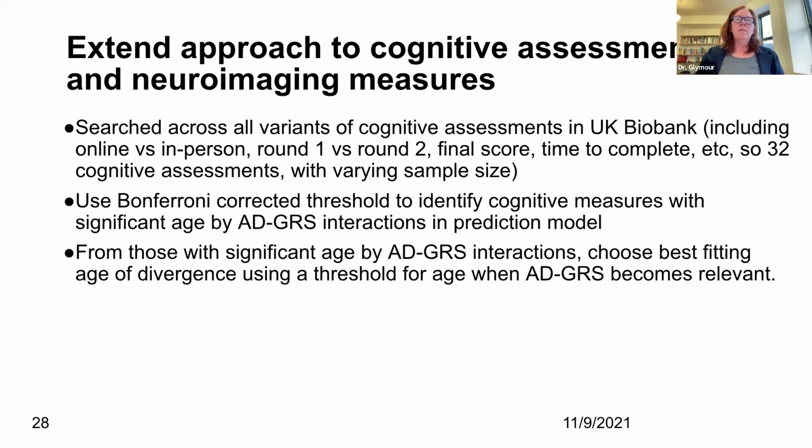We then used Bonferroni corrected thresholds to identify cognitive measures with a significant age by genetic risk interaction. And then for those with an interaction, we chose the best fitting age of divergence using the threshold for age when ADGRS becomes relevant. So the coefficient for the ADGRS is held to 0 prior to that age, and then it's allowed to fit and grow the difference after that age. And we just looked across every possible age and chose the best fitting.